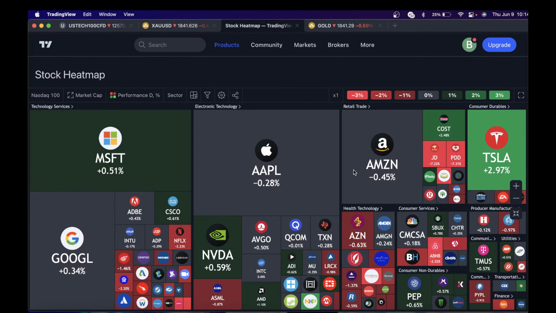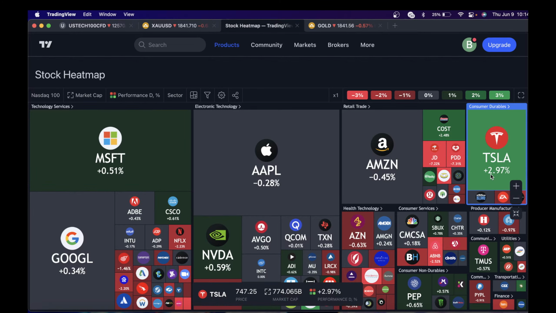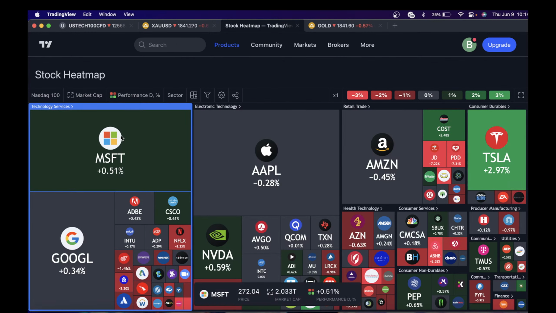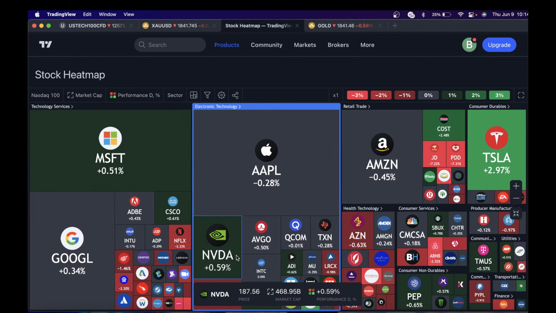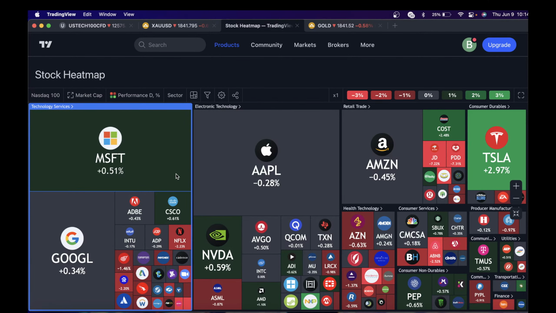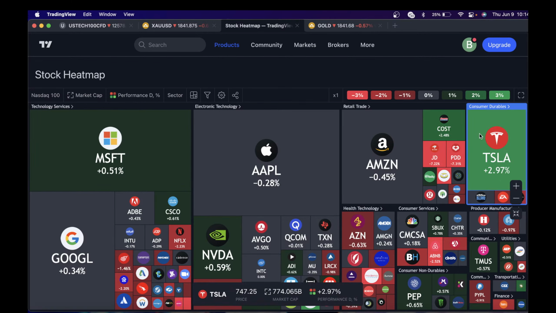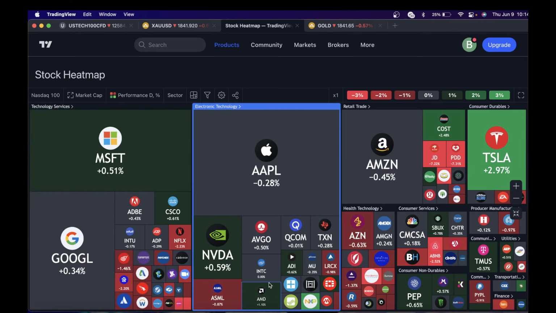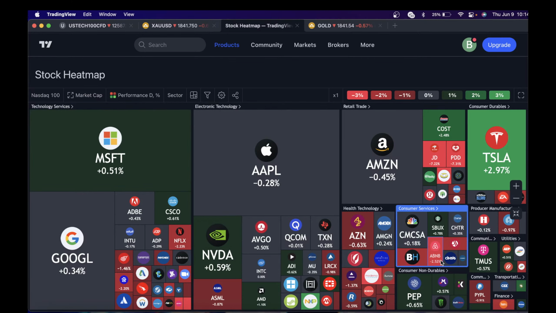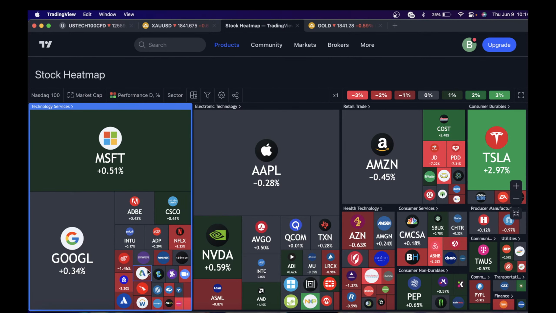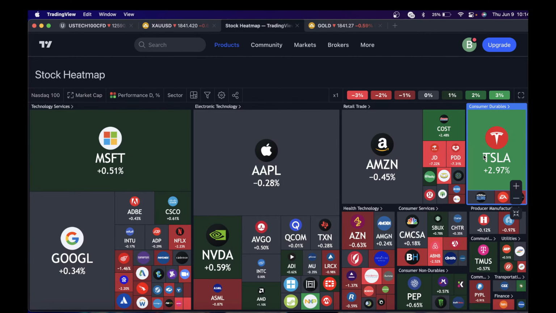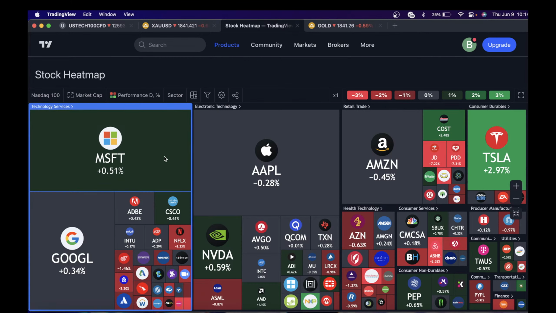Let's change it to NASDAQ. So we do have Tesla still at plus 2%, and Microsoft is plus, and Nvidia is plus 0.58%. Even though news came bad, we are still in plus. Even though some small stocks like Airbnb and Netflix are minus 2%, and EA Games is minus 0.7%.